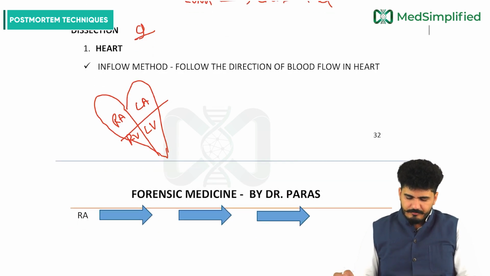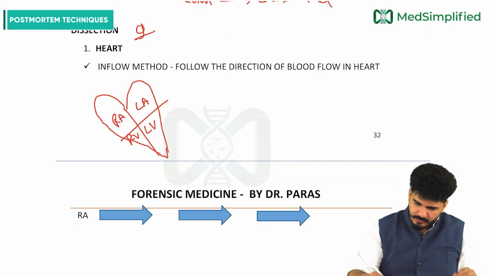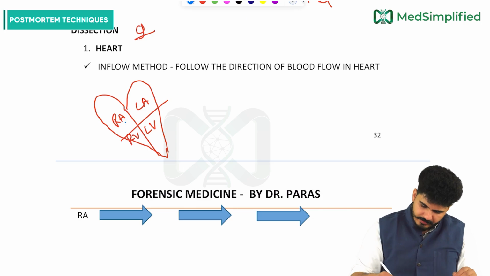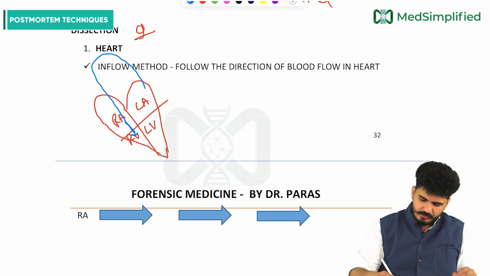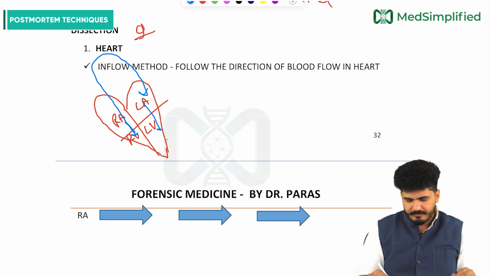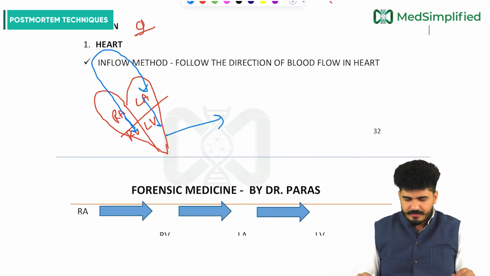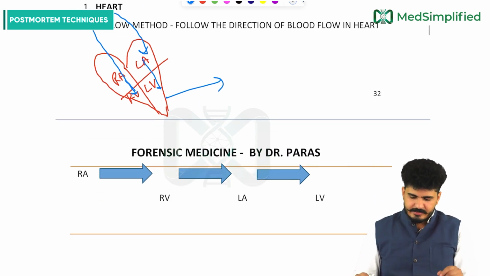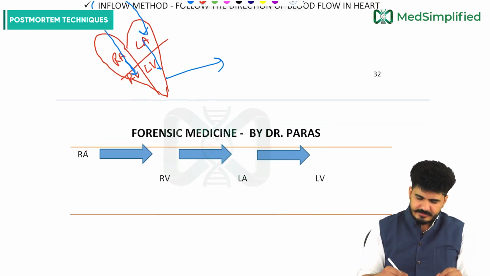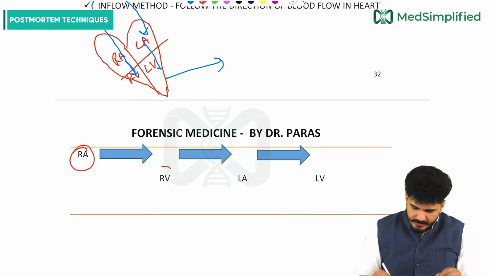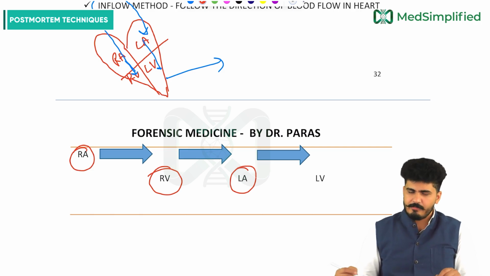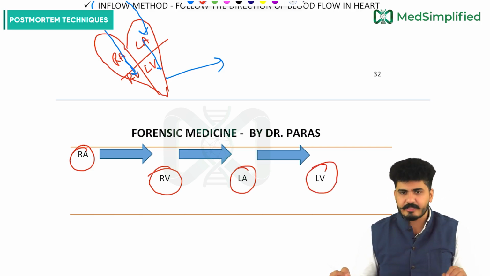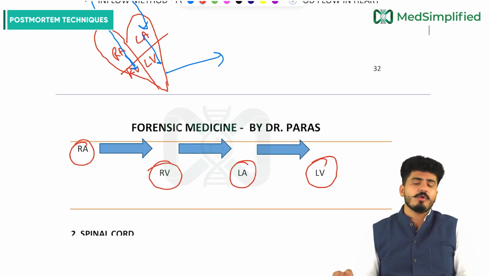From the right atrium, the blood will go to the right ventricle, and from there to the lungs. From the lungs, it will go to the left atrium, from the left atrium to the left ventricle, then to the body. With this, the heart is dissected. We have just read right atrium to right ventricle; from the right ventricle, we will see the left atrium; from the left atrium, we will see the left ventricle. This is how our heart is dissected, my dear friends.